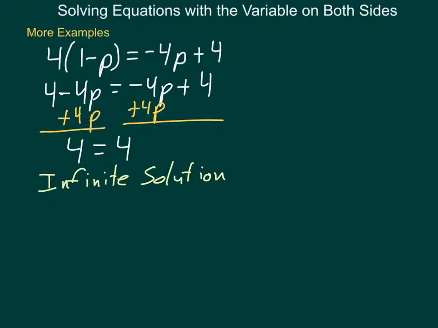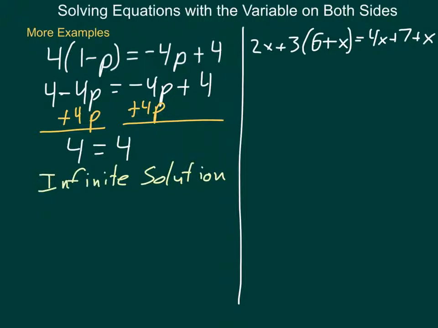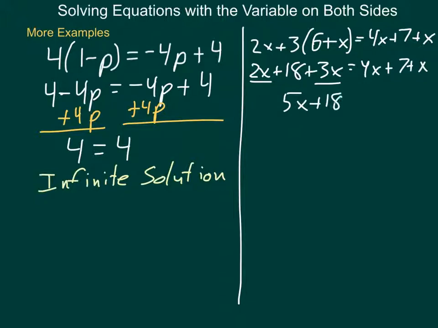Let's take a look at one more. So here we have the equation 2x plus 3 times the quantity 6 plus x equals 4x plus 7 plus x. We'll start with distribution. On the left-hand side, I have 2x plus 18 plus 3x is equal to 4x plus 7 plus x. Next, combine like terms. On the left-hand side, I can combine my 2x and my 3x, giving me 5x plus 18 equal to, on the right-hand side, I can combine my 4x and my x, giving me 5x plus 7.